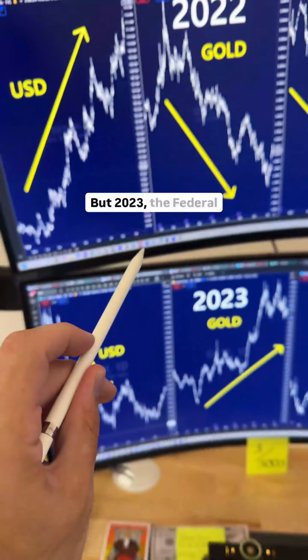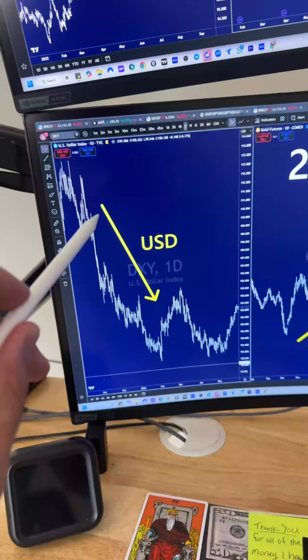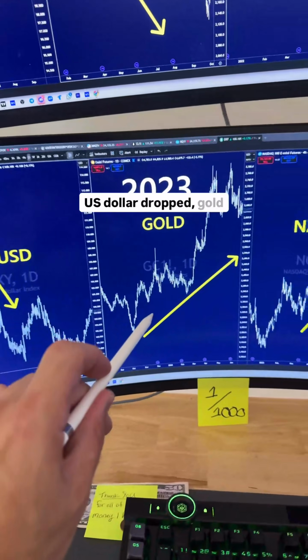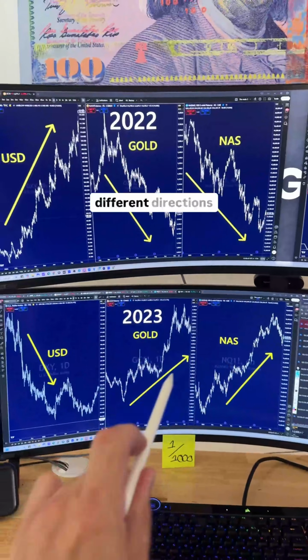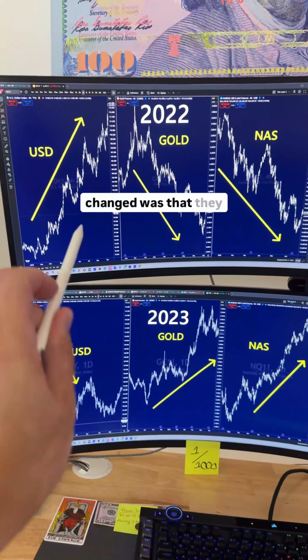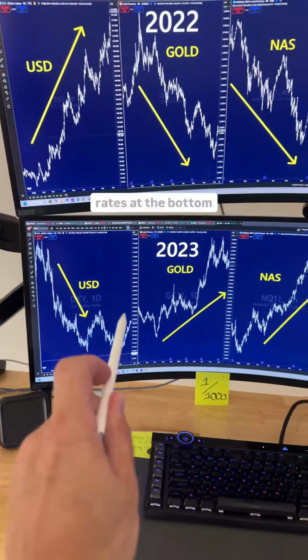But 2023, the Federal Reserve started cutting rates. Look at the direction change. The US dollar dropped, gold started pushing up, and NASDAQ started pushing up. We have two completely different directions here, and the only thing that changed was that they were hiking rates at the top, but they were cutting rates at the bottom.